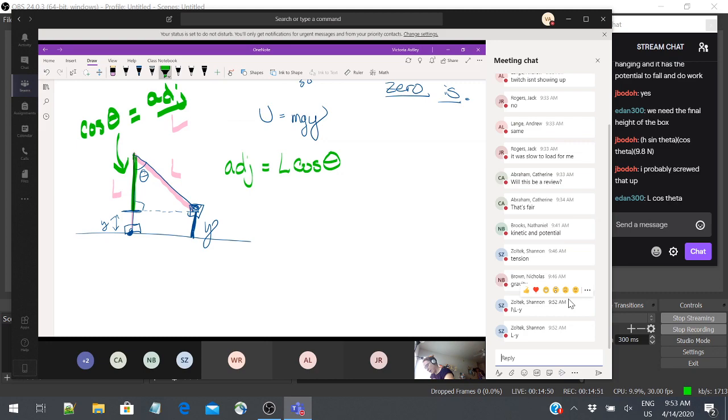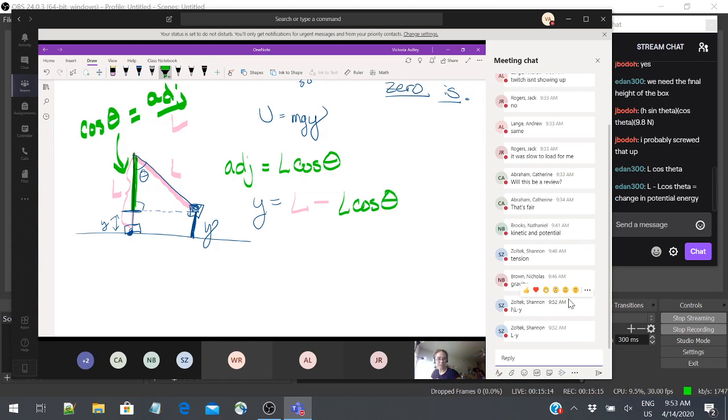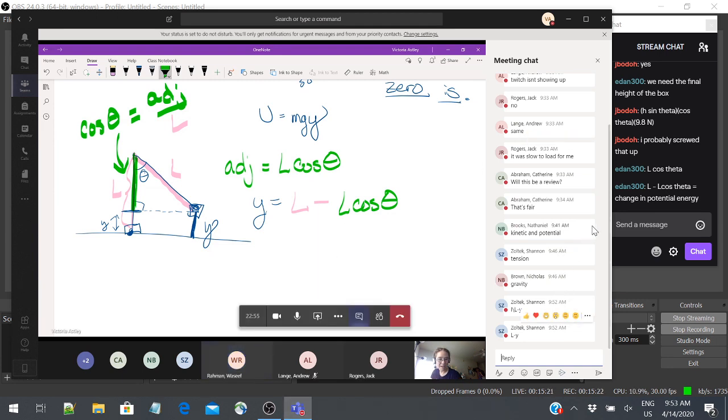So my y, I'm really going for my color coding today, is L, so it's this whole piece, minus just this piece, which is L cosine theta. Yeah, there we go. L minus y, L minus L cosine theta.